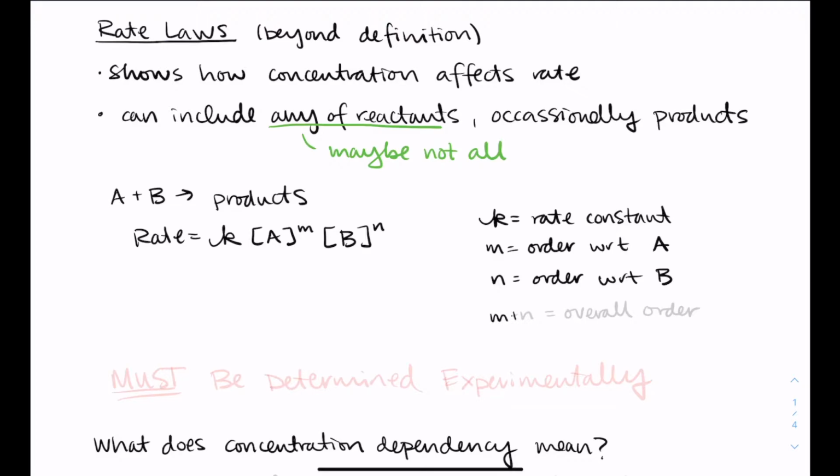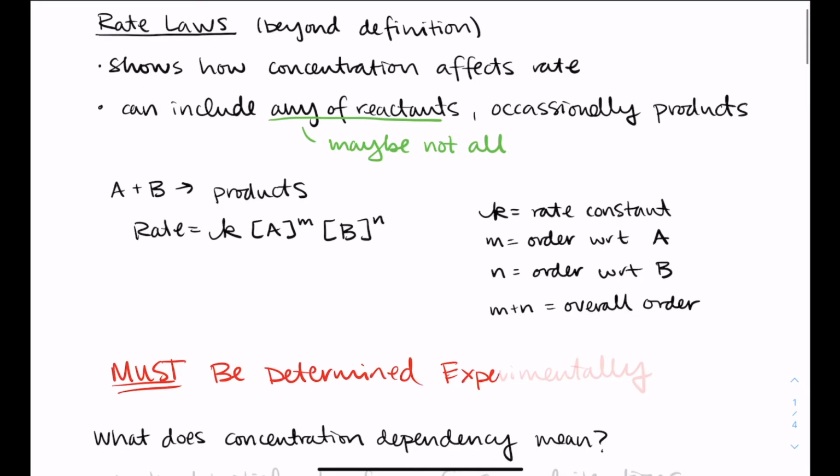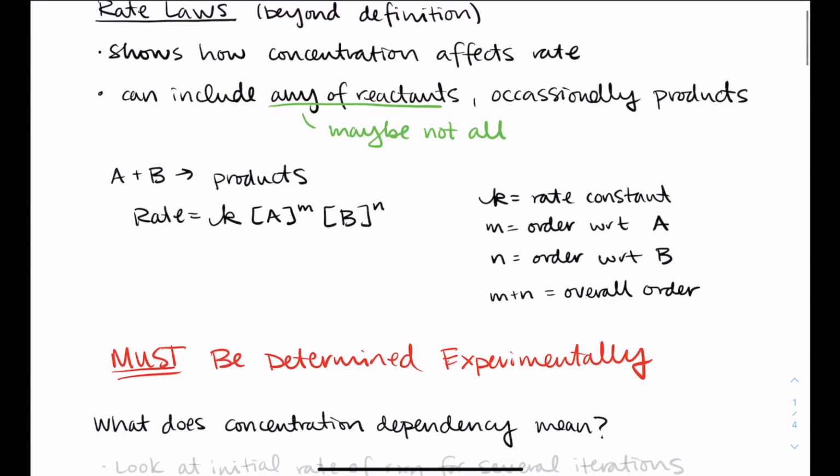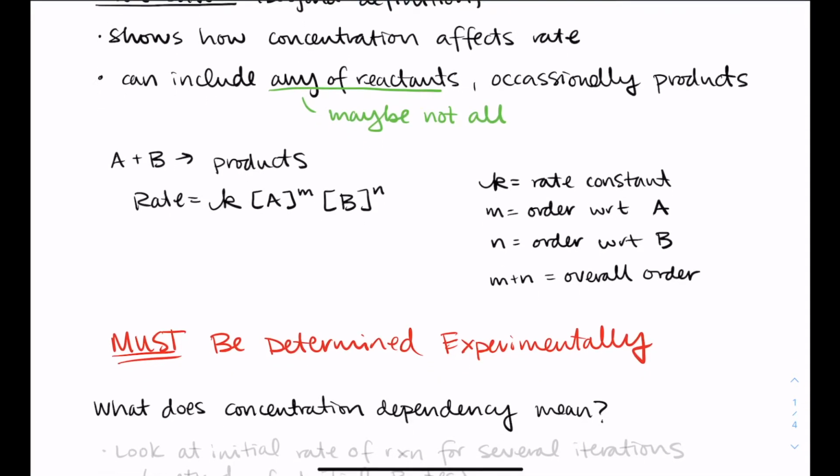Sometimes you will be asked to determine the overall order of a reaction. If you have A and B, that the rate depends on both of those concentrations, then you would just add up those exponents to get the overall order. I have this in capitals, lots of underlines. The rate law absolutely must be determined experimentally. You have to collect experimental data to determine and support your rate law. We won't be able to get it directly from the equation.